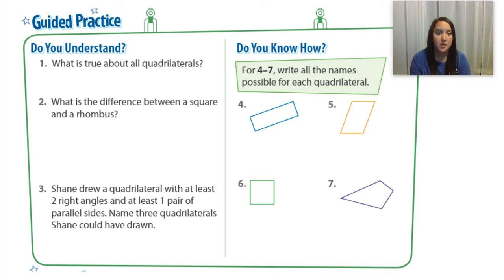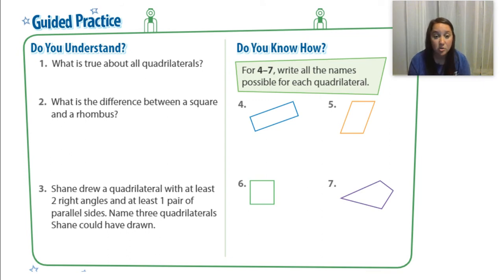The next one, number three. Shane drew a quadrilateral with at least two right angles and at least one pair of parallel sides. Name three quadrilaterals that Shane could have drawn. Okay, so he has at least two right angles, so he could have more, and at least one pair of parallel sides.